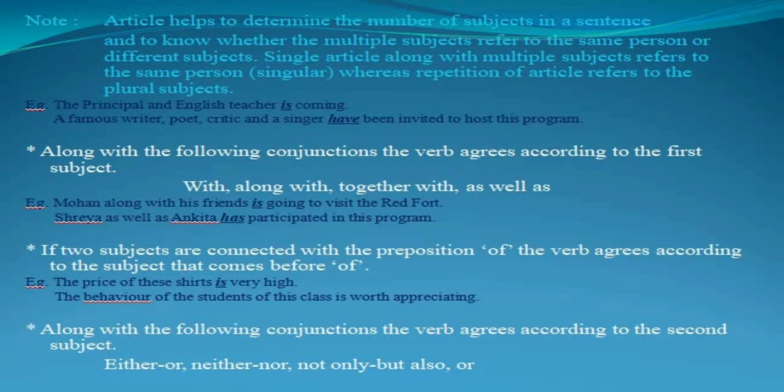The price of these shirts is very high. So price and these shirts are two subjects, and the preposition of is being given. So the verb must be used according to the first subject, price, which is uncountable, and for uncountable things we use a singular verb. So is the verb that we have used here.